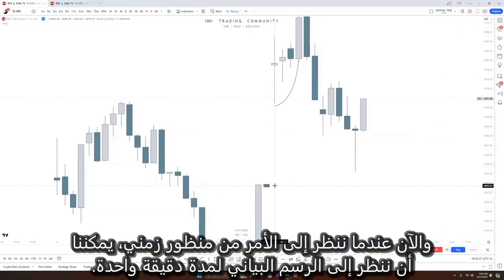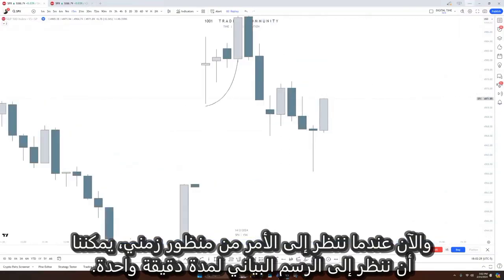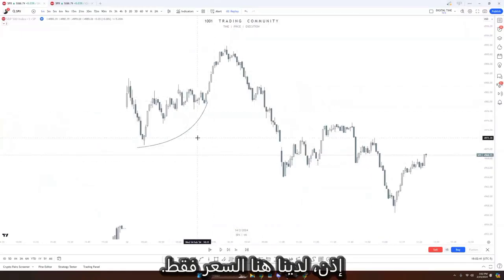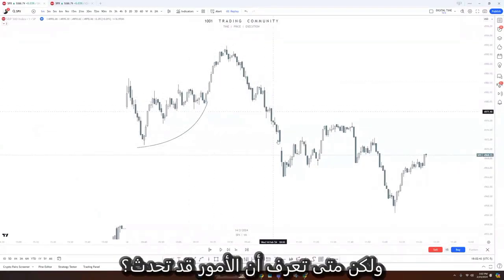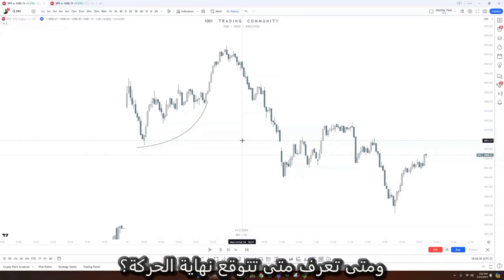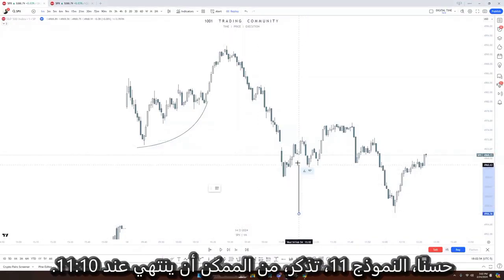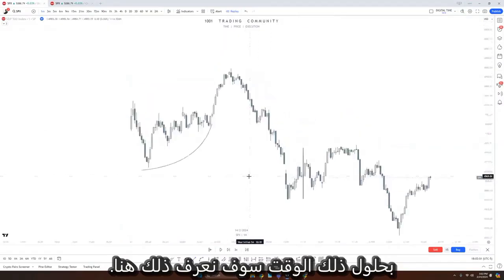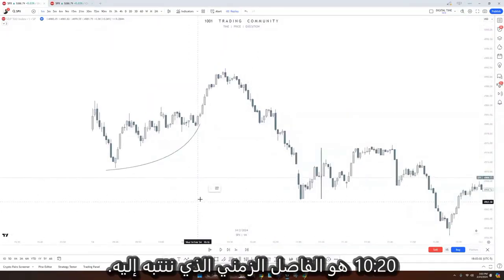Now, when you look at it from a time perspective, we can look at the 1 minute chart. So here, we simply have just price. You can use all of that for an entry, but when do you know things might occur? That's where time comes into play. And when do you know when to expect the end of a move? Well, Model 11, remember, potentially can finish at 11:10. So by then we'll know, right here. When should it start? 10:20 is the interval that we're paying attention to.